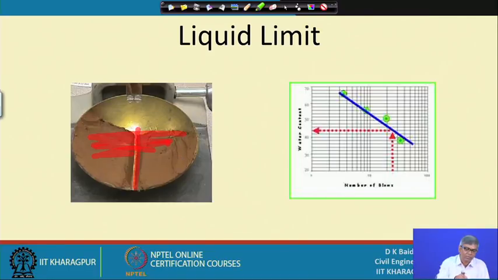Then from there you have to cut a groove. There is a particular grooving tool, which has some dimension at the bottom and some dimension at the upper surface. After cutting the groove, it looks like two slopes, one embankment this side and another embankment this side. When the sample is ready, then there is a handle.